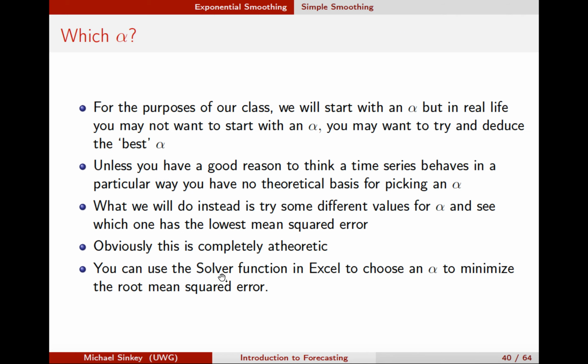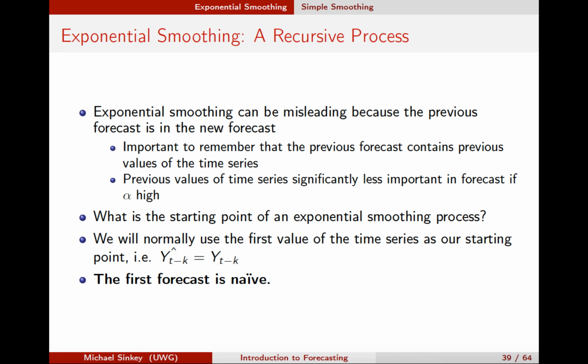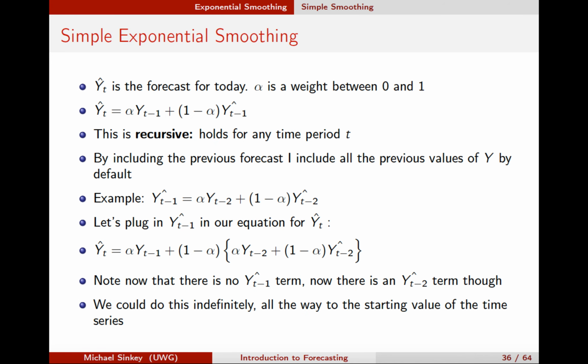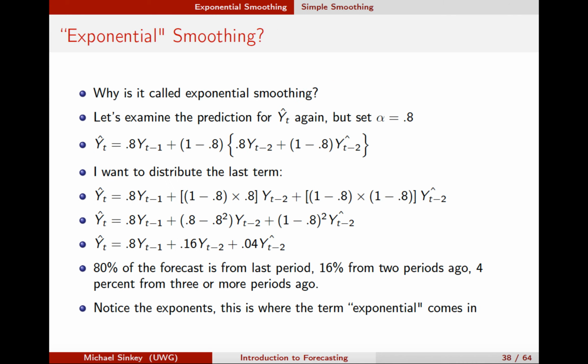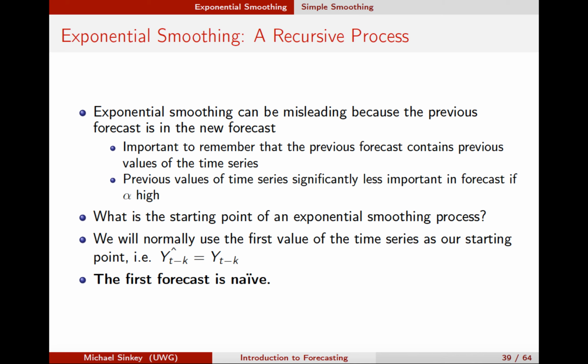So the first forecast of the exponential smoothing model, we just use the naive model. Then we have a forecast that we can plug into the exponential smoothing equation. We use the data in that forecast, and now we start using the equation, but the first forecast is naive. That's in bold. That's very important.